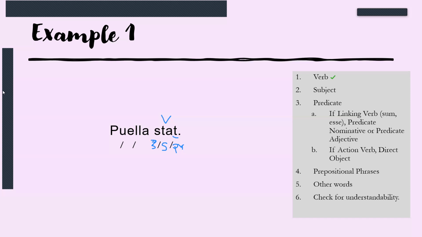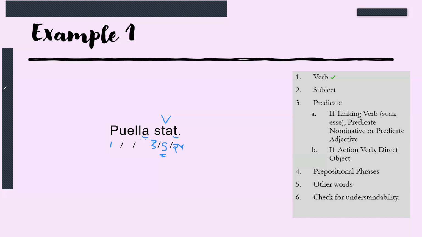Our subject has to match the verb in number. And the number of this particular verb is singular. So I have to look for a nominative singular. Subjects always have to be nominative. So I'm going to look in the rest of the sentence to find a nominative singular. Well, this is a particularly short sentence, so it's easy to find. Nominative singular is right here.